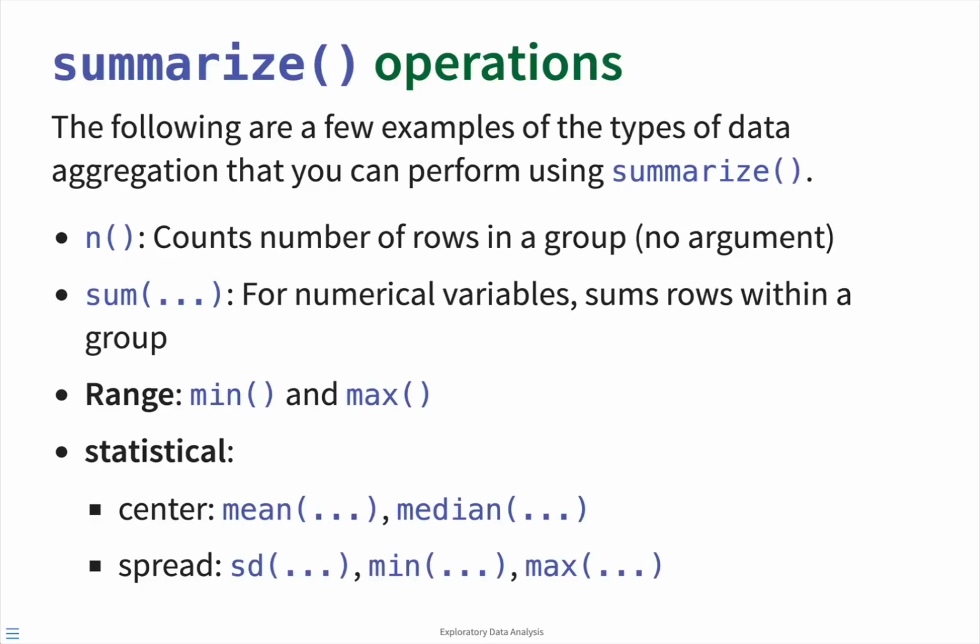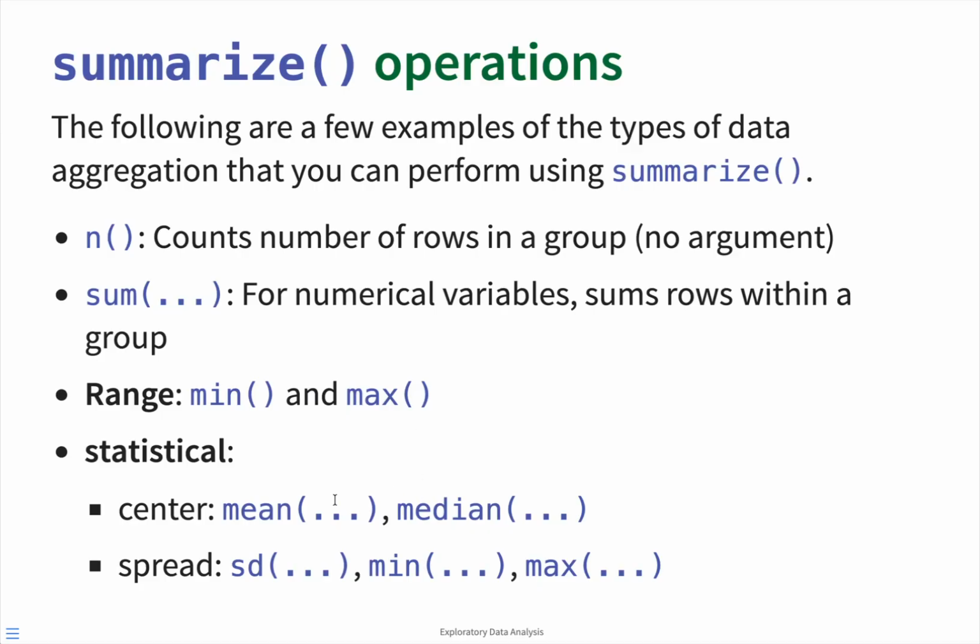There are quite a few different functions that we can use to perform these data aggregations within summarize. We already saw the n function that counts up the number of rows. We can also add up the values in each cell in a column. For that we'd use the sum function, and within that we would write the name of the column that we want to add up. To calculate the range, we can use the min and max functions.